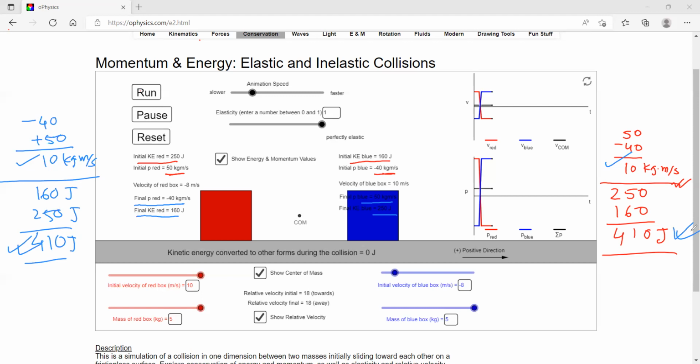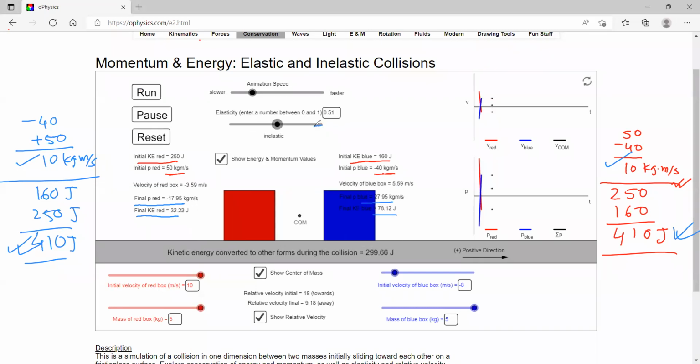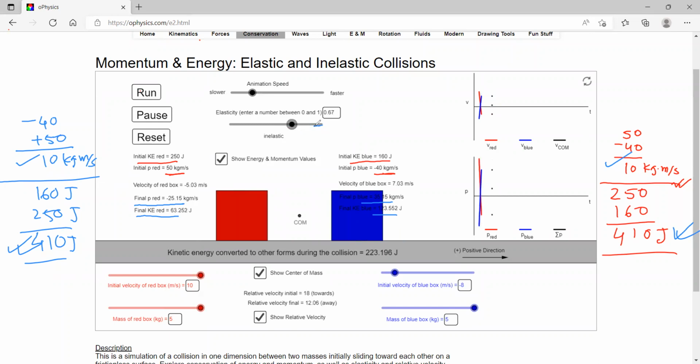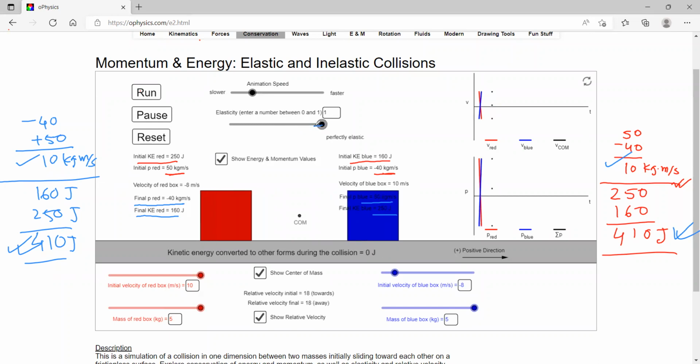Okay, but if it is not elastic, if it is inelastic, then just the momentum is conserved. Here in this simulation you can control elasticity by using this slider. If it is not 1, that means it is not elastic. If it is 1, it is elastic. So for inelastic collision it is less than 1. For elastic collision it is equal to 1.